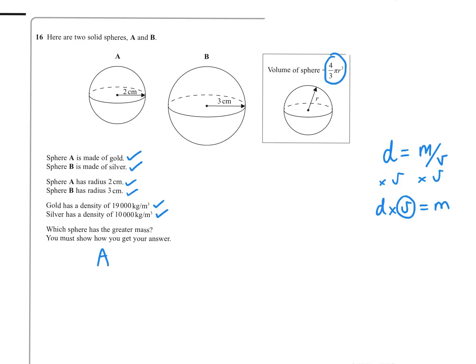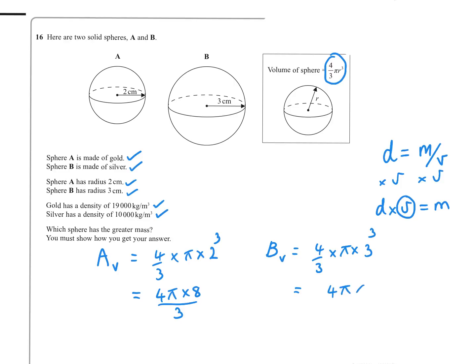So for sphere A, the volume is going to be 4/3 times pi times the radius cubed. For B, the volume is going to be 4/3 times pi times 3 cubed. So that's going to give us 4 pi times 8 over 3. And this one's going to give us 4 pi times 27 over 3. So this one here will give us 32 pi over 3. And this one will give us, well, 3's into 27 is 9. I should have recognised that from here. So that gives us 36 pi.